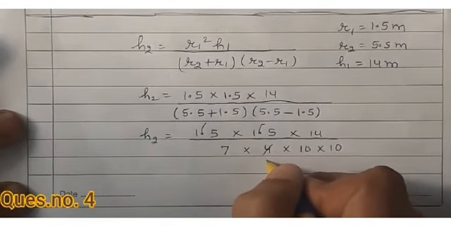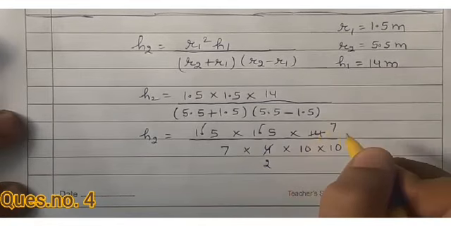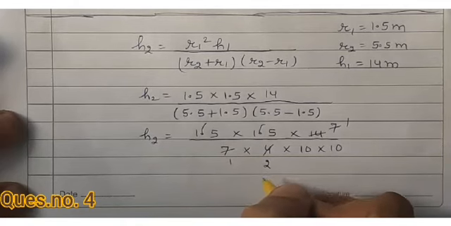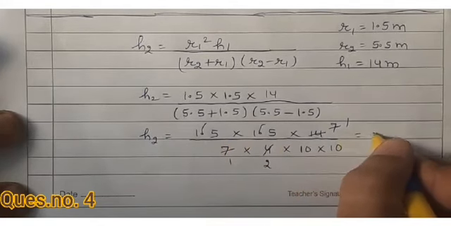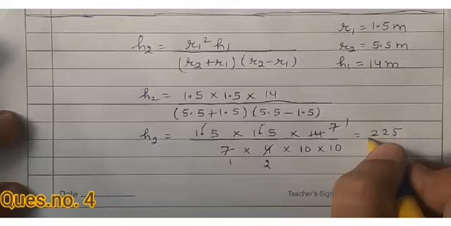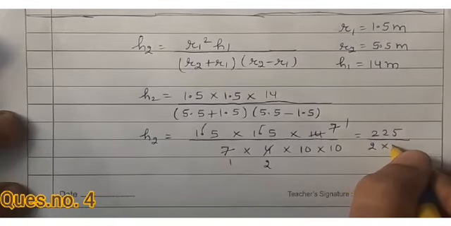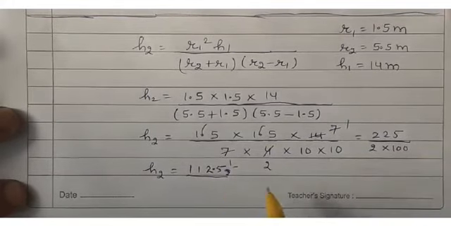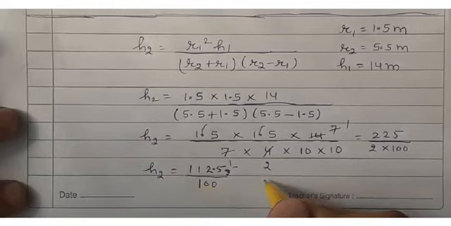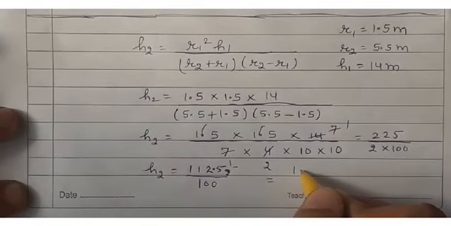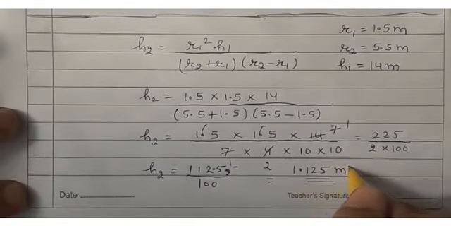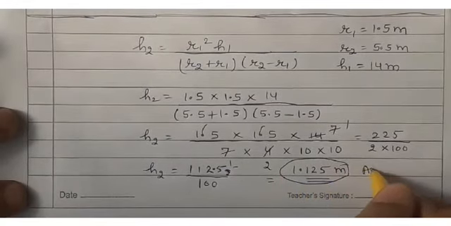See, 2 7s are 14, 7 1s are 7, 7 1s are 7. Okay, this is 225 upon 2 into 100. So 225 upon 2 will be 112.5 and divide by 100. Then what will be the answer? 1.125 meter. Okay, this is the answer.